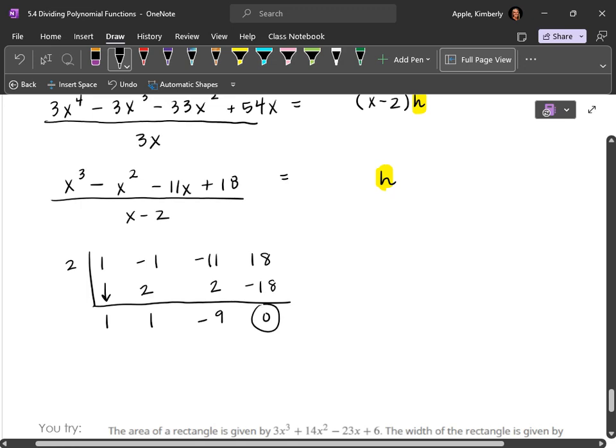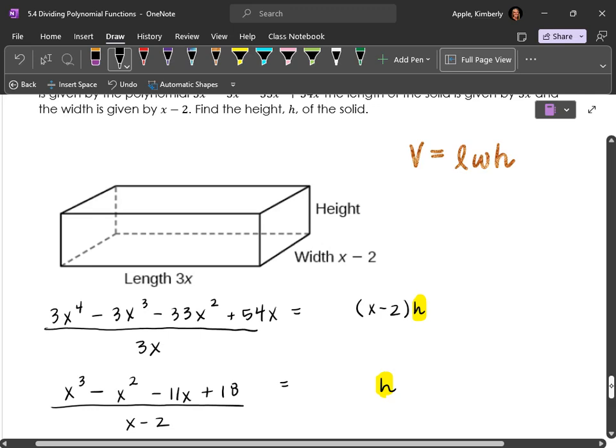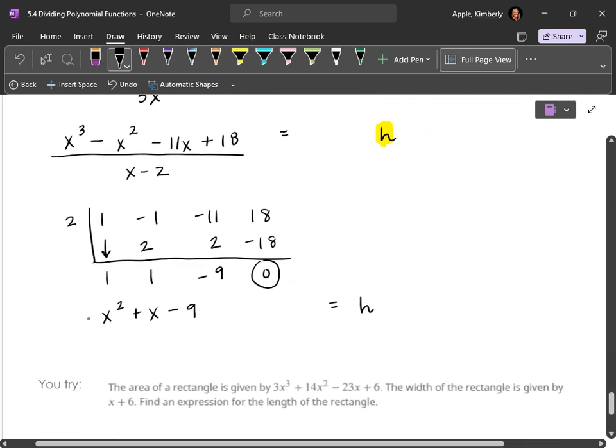That's good, which is what we expect, right? Because we're expecting all this to be factors. And so the quotient is going to be x squared plus x minus 9. And so this is actually going to be your height, right? Because we divided everything out and solved for h, and this is the height of the box.